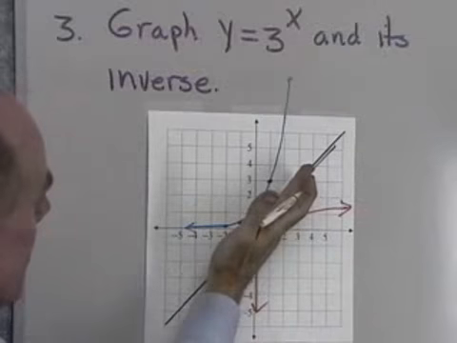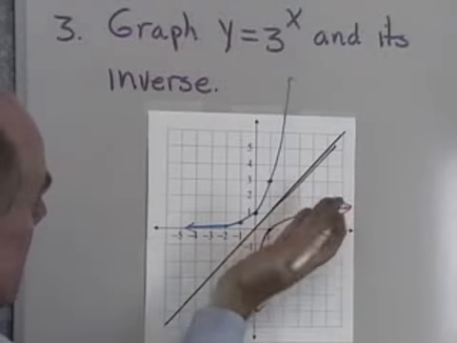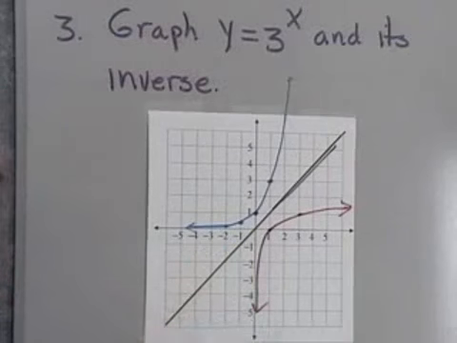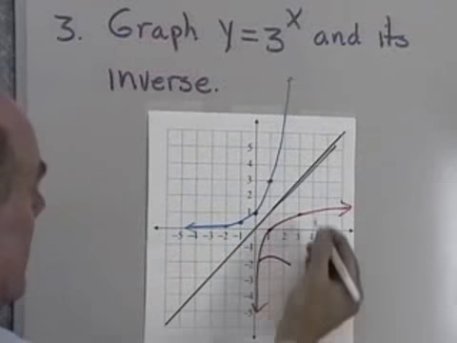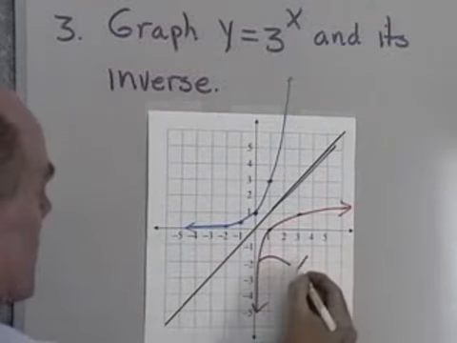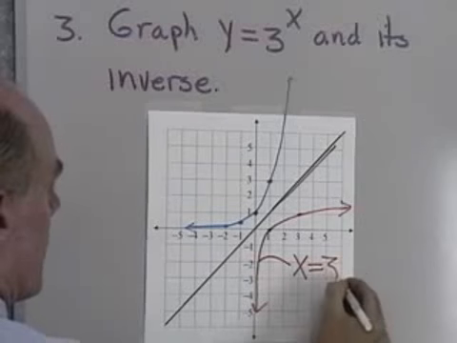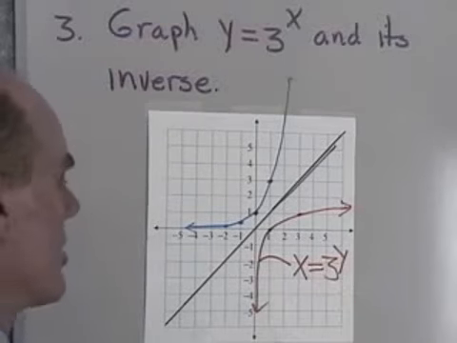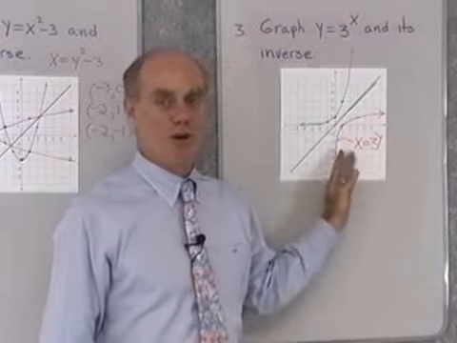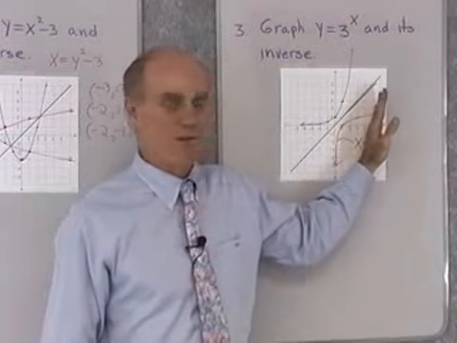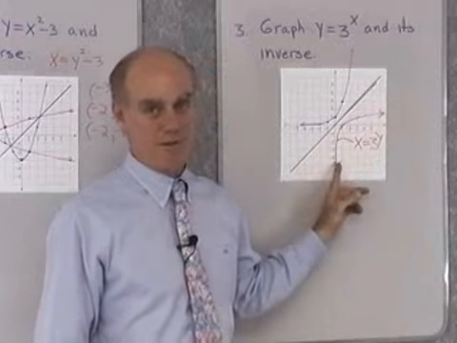Now can you see if I look down this line right here, this graph and this graph are symmetrical about this line? This then is the graph of the inverse of y equals 3 to the x, which is x equals 3 to the y. Notice that for my inverse right here, no vertical line crosses this graph in more than one spot, so this is the graph of a function.